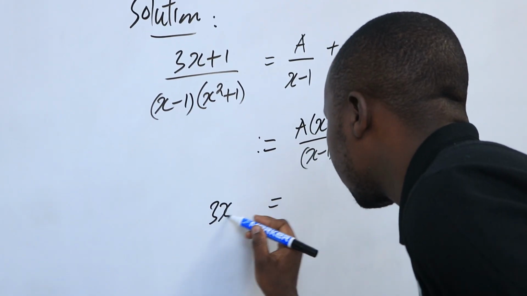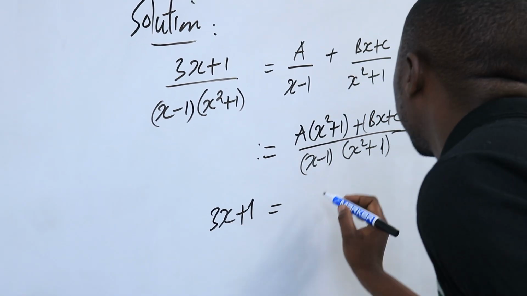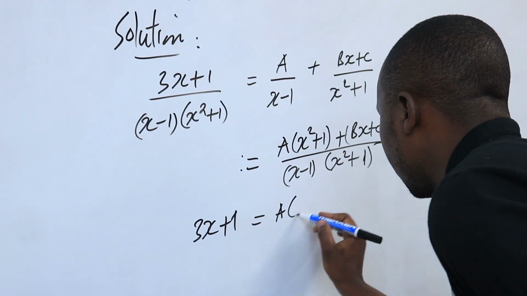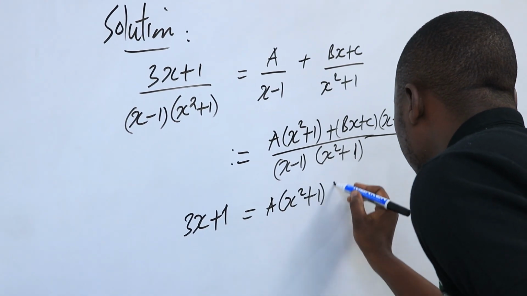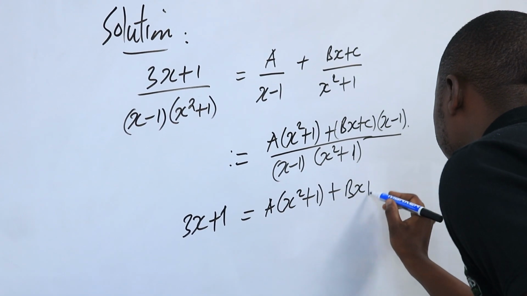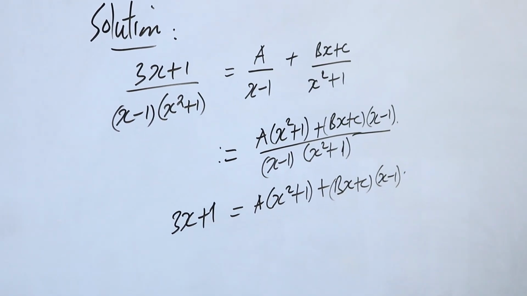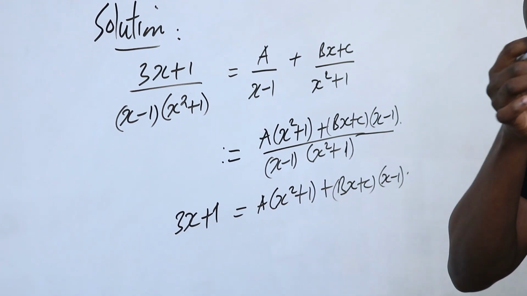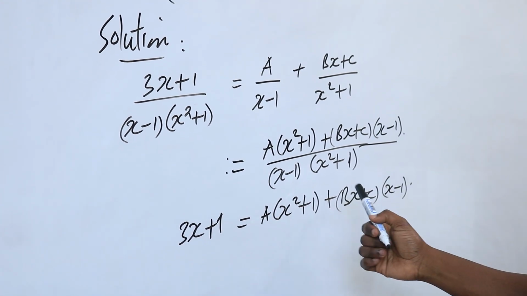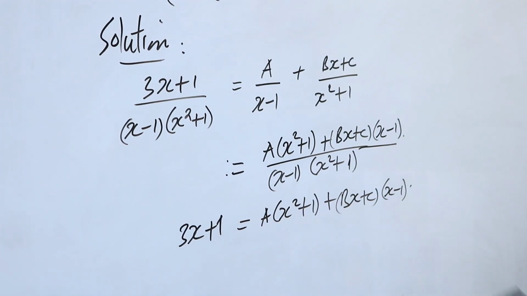So here it becomes 3x plus 1 equals to what? Now A(x squared plus 1), now we plug this (Bx plus C)(x minus 1). Now this we can apply the cover rule. So as we can solve now for the a, b, and c, these constants.